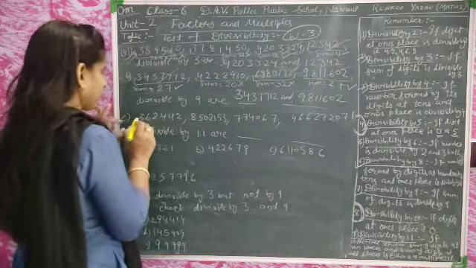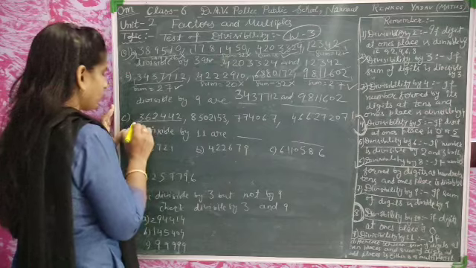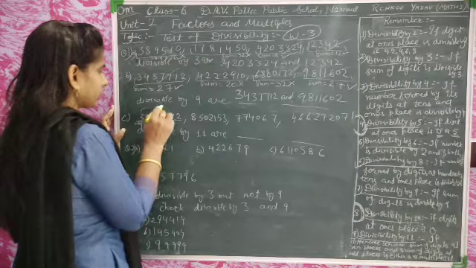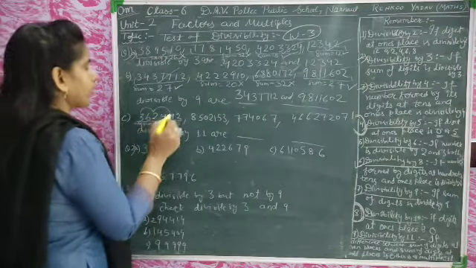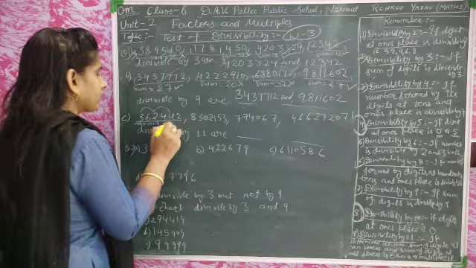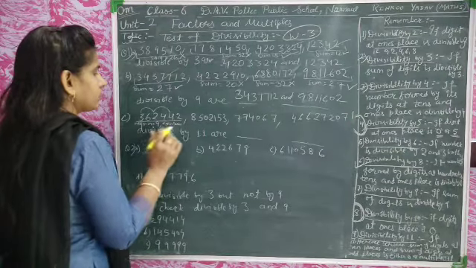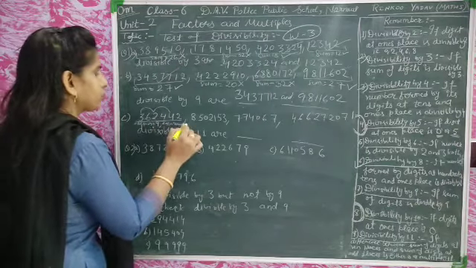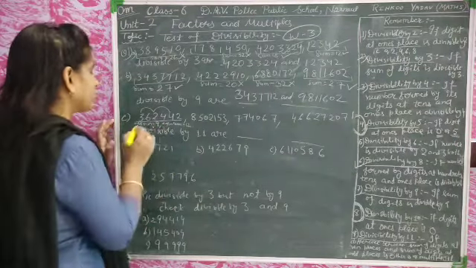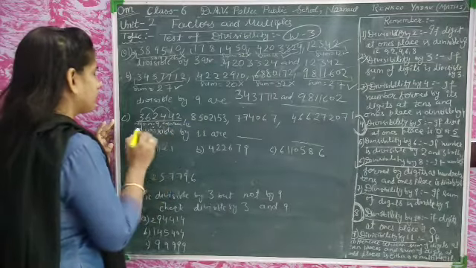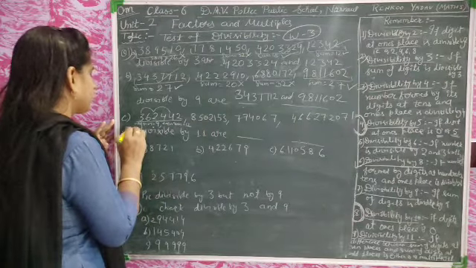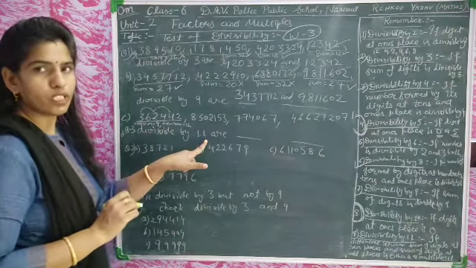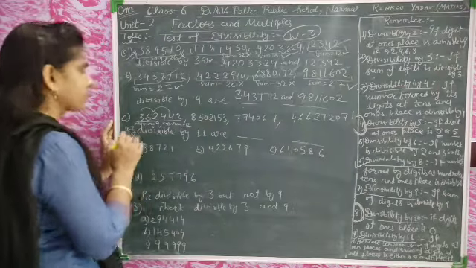Divisibility by 11. Here is odd sum. Odd sum: 3 plus 2, 5. 5 plus 4, 9. Even sum: 6 plus 4 plus 2. 6, 4, 10, plus 2, 12. And their difference is 3. Difference is equal to 3. Is it 0 or a multiple of 11? No. It means not divisible by 11.